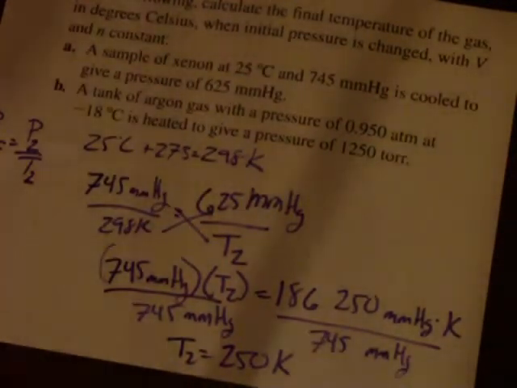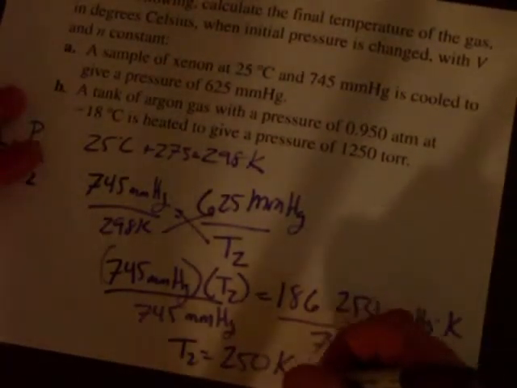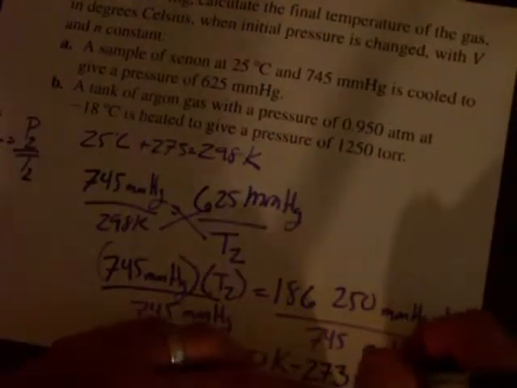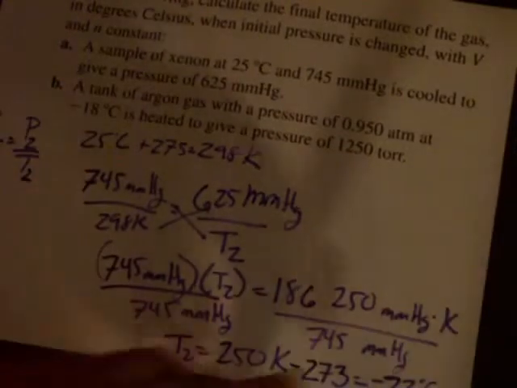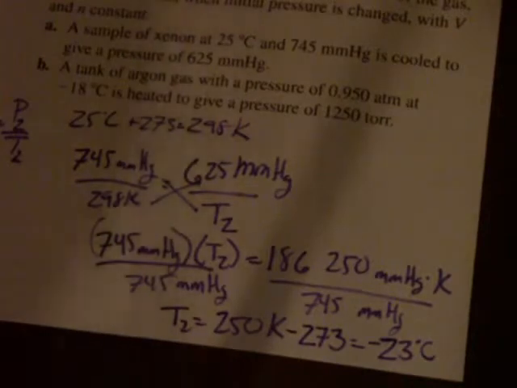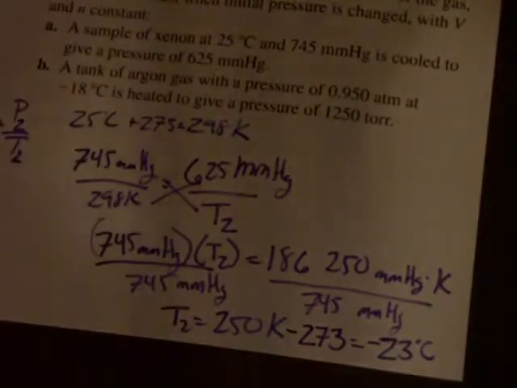And it wants us to have that final temperature in Celsius, to make more work for us. So subtract 273 and we get negative 23 degrees Celsius. And so we have pressure and temperature have an inverse relationship. So if pressure is decreased, as in this case, then we should see an increase in temperature, which we do not.